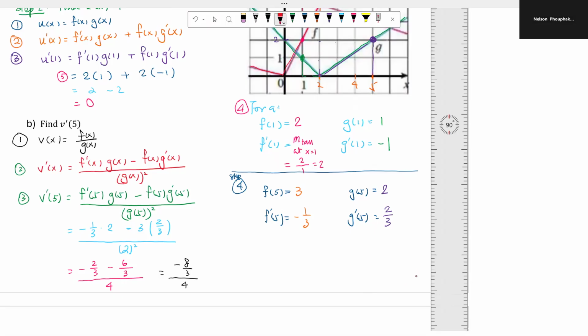Then of course, to this one, we could multiply top and bottom by 3. Then I have negative 8 divided by 12, or 4 times 2 and 4 times 3. So therefore, my answer is negative 2 over 3 then. We simplify it.